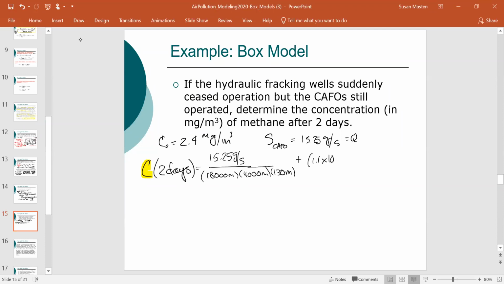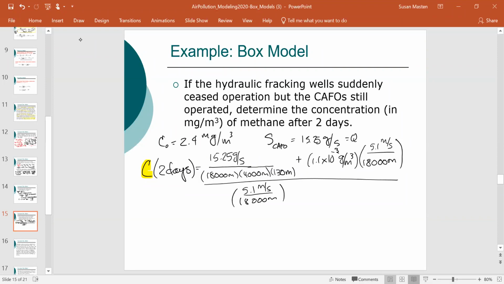1.1 times 10 to the minus 3 grams per cubic meter. That was the B term, times 5.1 meters per second. So it's U divided by L. We're going to divide that by 5.1 meters per second over 1,800 meters. Again, that's U over L plus K.